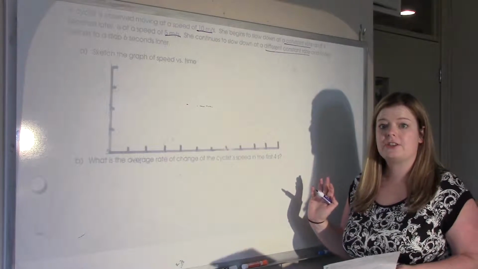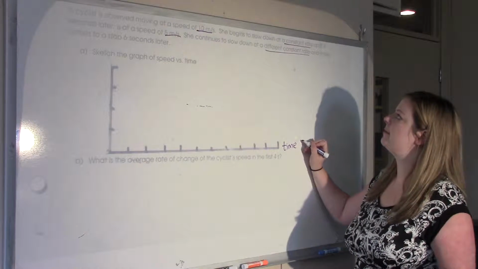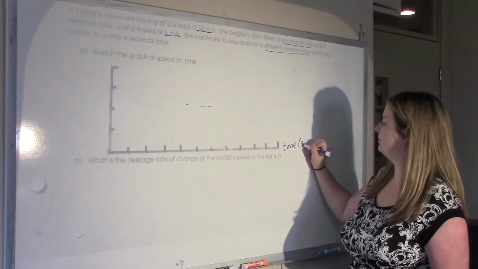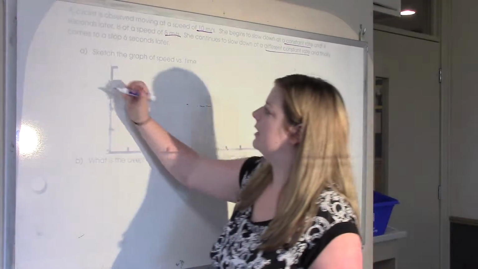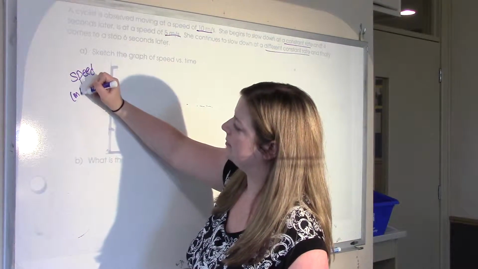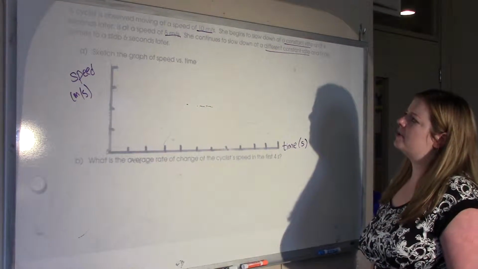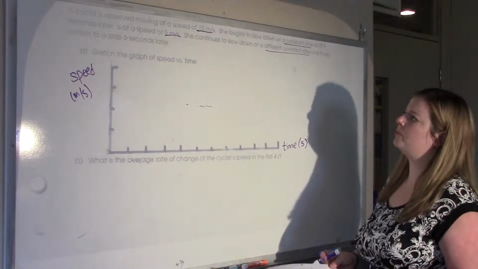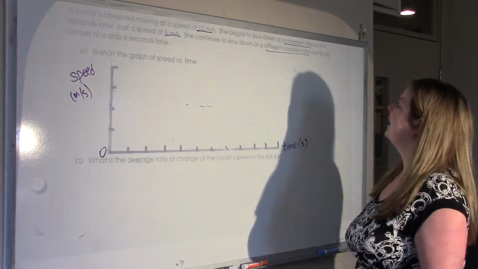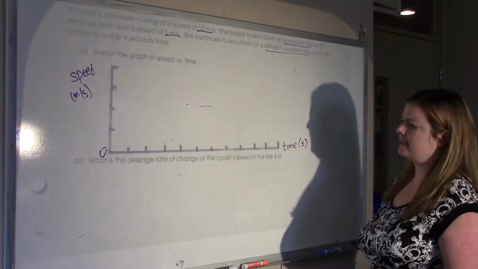So again, the first thing to do is label the axes with as much information as possible. So we know that time in this case is in seconds. And speed is in meters per second. Okay? So how much is our speed changing? So obviously we start at 0 here. And the most that she ever goes to is 10 meters per second.